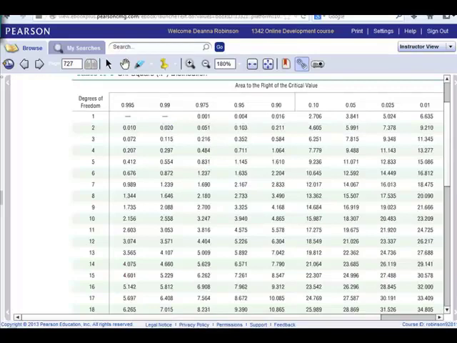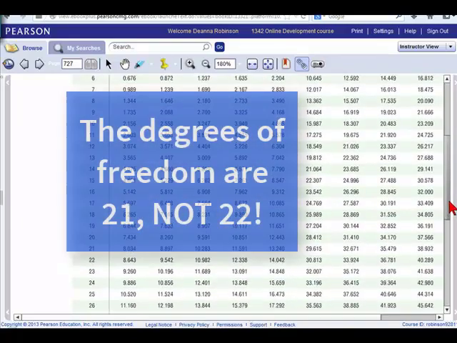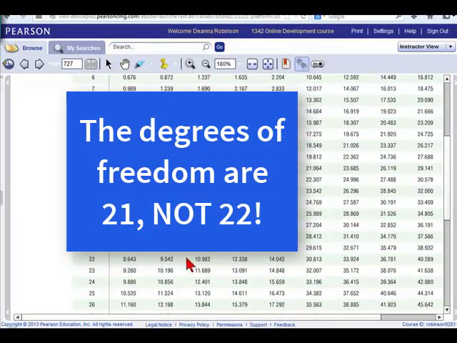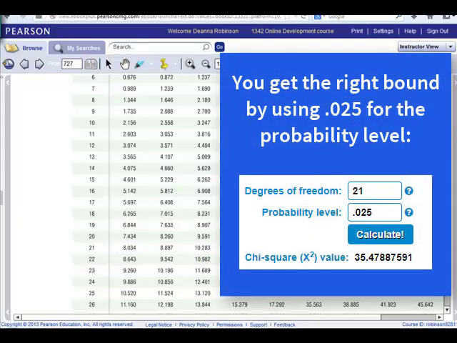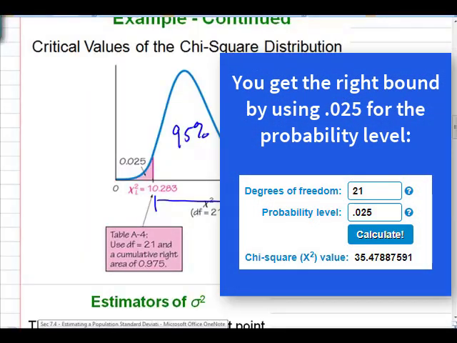So let's go back to this table. That means that we're going to be looking at this column here, the third one over, and this column here for our right-hand bound, next to the last. So we go down to 22, and we see our left-hand bound is 10.982. Our right-hand bound is 36.781. We use 21. The sample size is 22. We use 21 degrees of freedom. Our left-hand bound is 10.283, and our right-hand bound is 35.479.